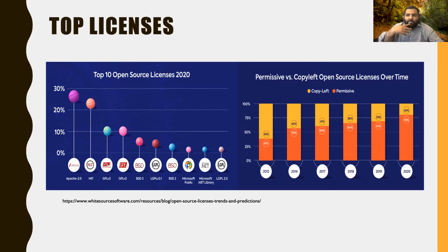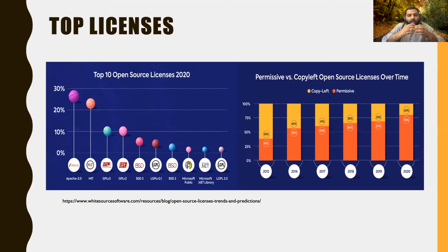But if you see on the right-hand side, the trend, how it is going, in 2012, when I was in my first few years of my job, there was a big chunk of software in open source under the copyleft licenses, meaning GPL V2, V3, and other different types of licenses. But if you see the trend, the permissive licenses are growing. And as of today, 75% of the software that comes into open source is permissive, and less than 25% is under copyleft licenses.